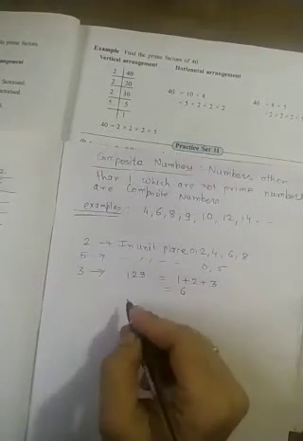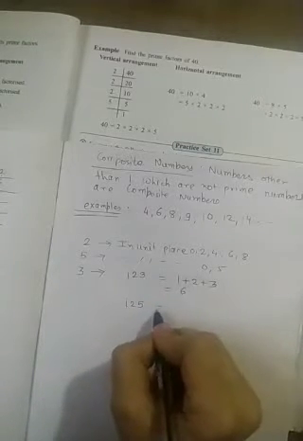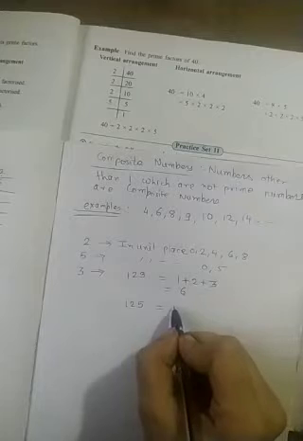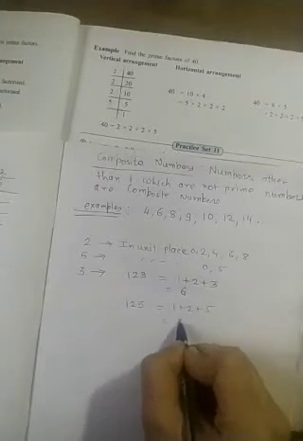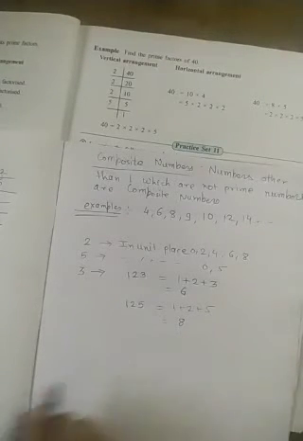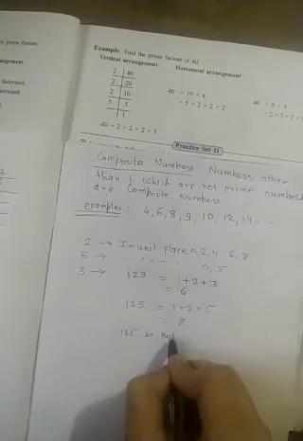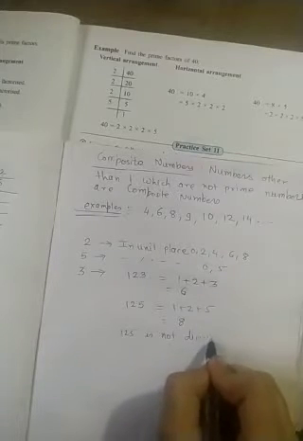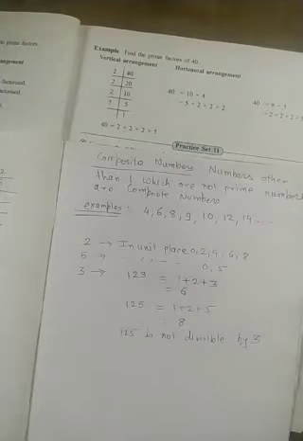Let's take one more example. If I take 125, then you add the digits, that is 1 plus 2 plus 5. After adding you get 8, but 8 is not divisible by 3. That means 125 is not divisible by 3. I hope this concept is clear to you. So let's start with our practice set.